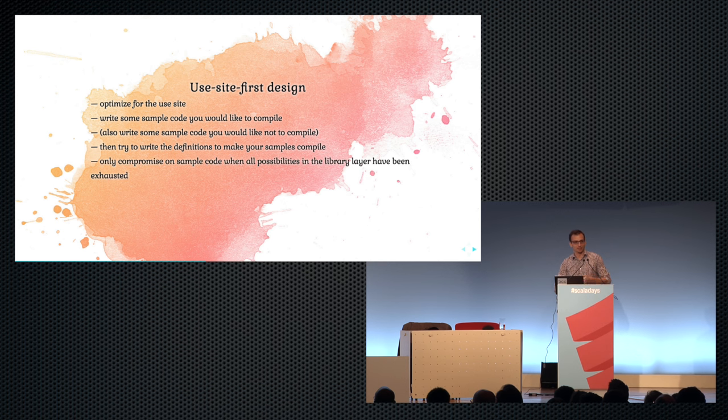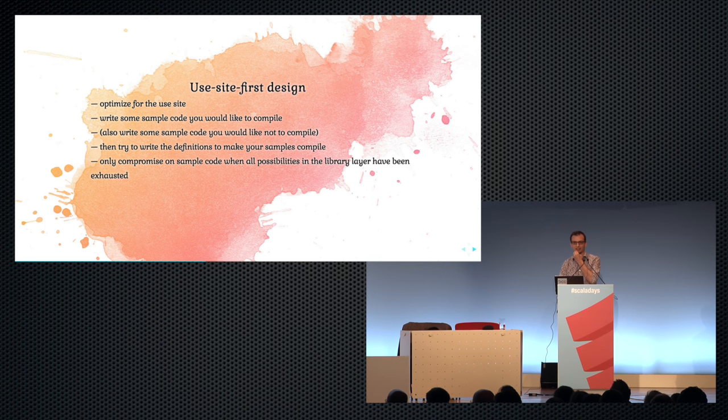And iterate when it doesn't work. Maybe after a while, you persevere for a long time trying to get your definitions to compile your sample code. Maybe there are times when you have to compromise. You have to say, well, actually, it's not possible to write my end user code exactly like this. So change it a little bit, change the DSL slightly, and then have another go.